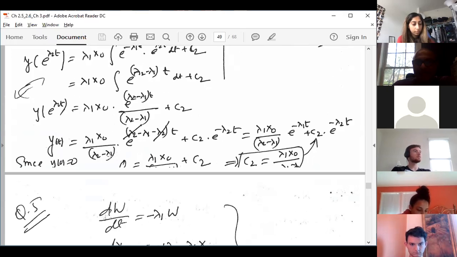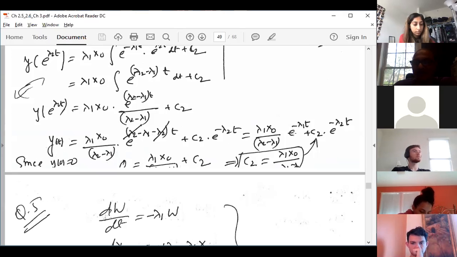So lambda 1 x0 over lambda 1 minus lambda 2 minus lambda 1, e to the power negative lambda 1t, and this one. Here we are given the initial condition y at 0 equal to 0. So when t equals 0, y 0 equals 0. So this is 0, this is 0. Right? And then when t equals 0, this is 1. So I'm getting c2 equal to this one.